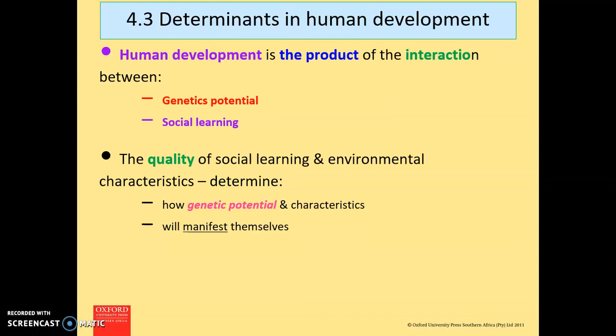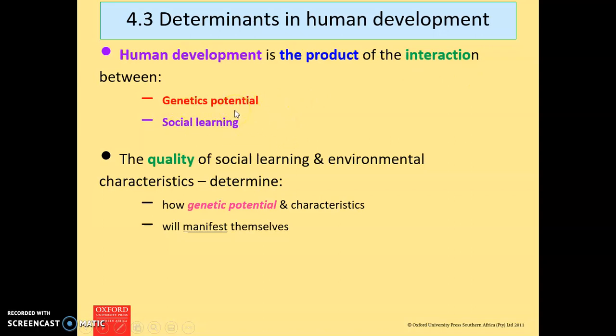Determinants of human development: in order to understand what happened to us, we have to know that we are influenced by genetics. That means we are born and inherit genetics from our parents. We also learn from the environment. So human development is a product of the interaction between genetic potential and social learning.